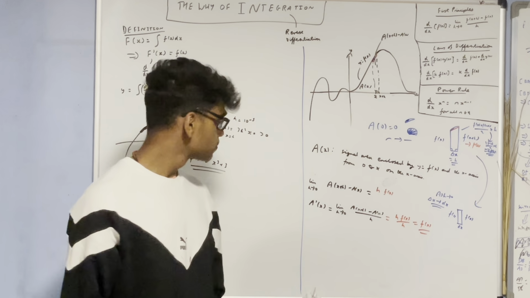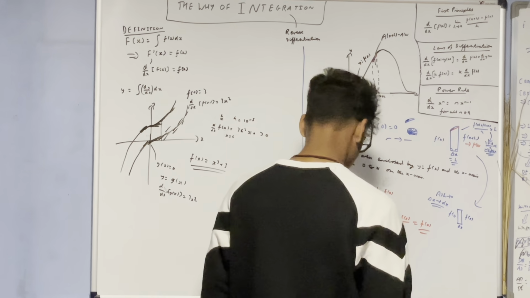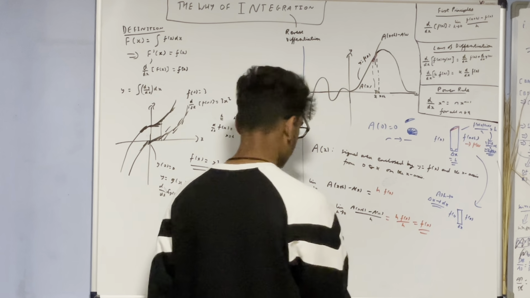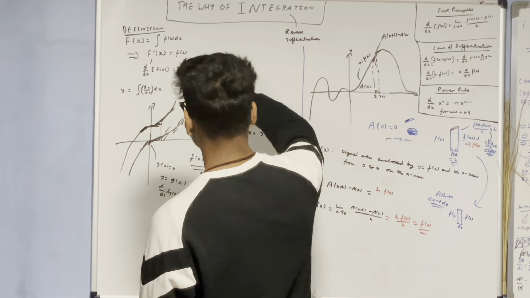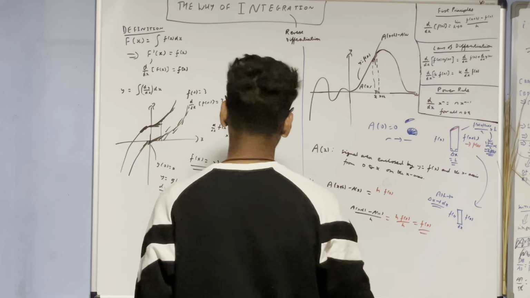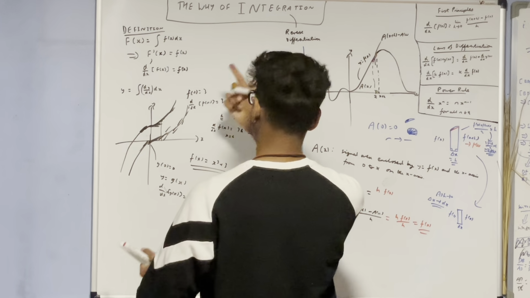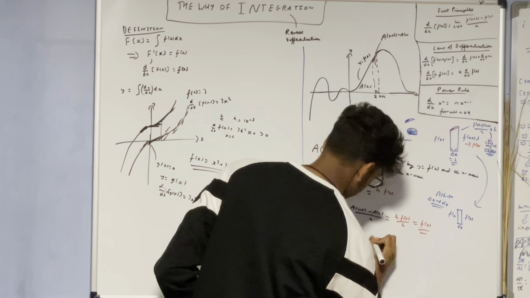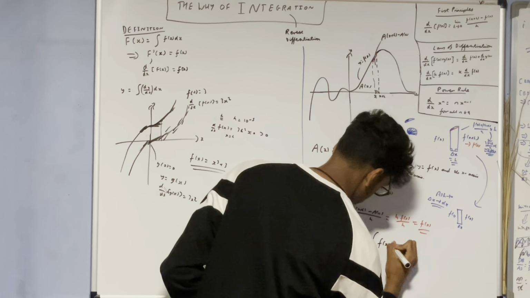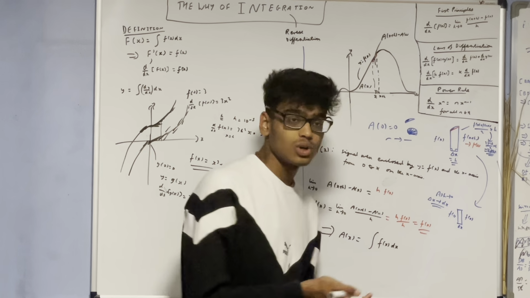And now, since A prime of x is equal to f of x, by using the definition of integration, in a way, or reverse differentiation, this implies that A of x is equal to the integral of f of x with respect to dx. But we've got a problem.